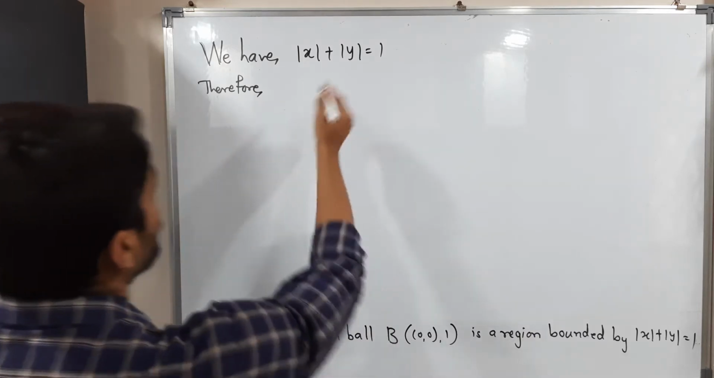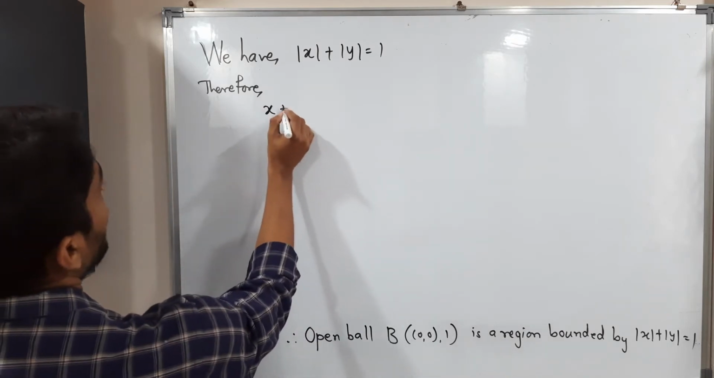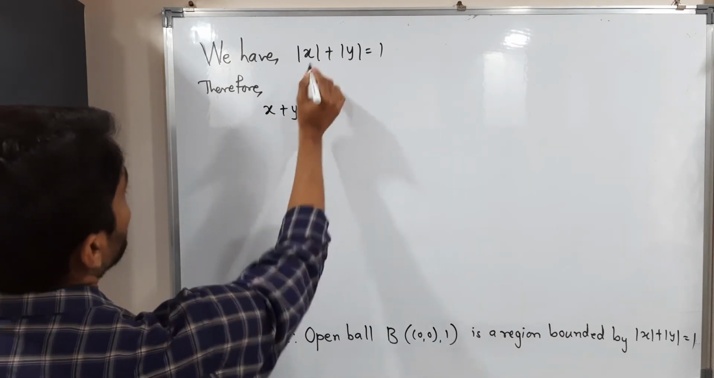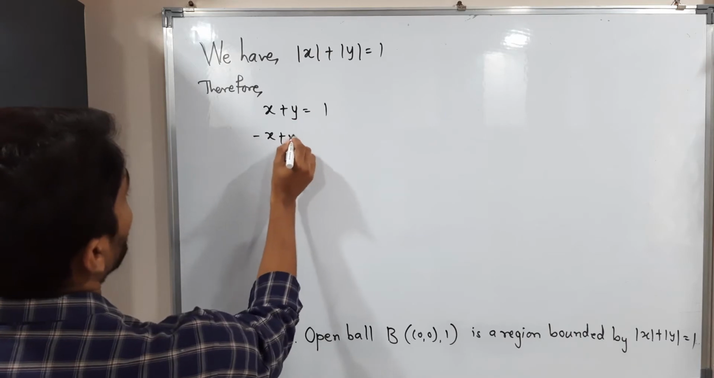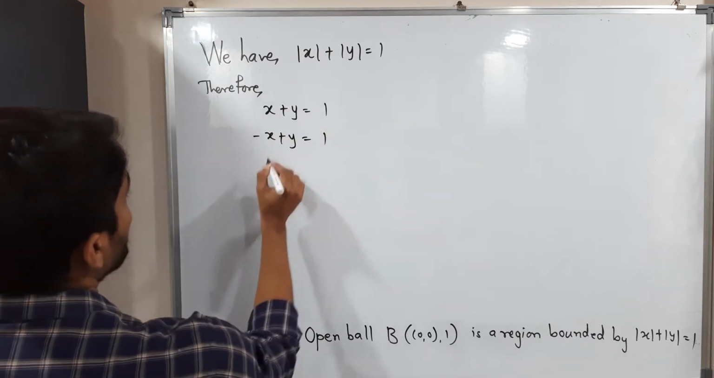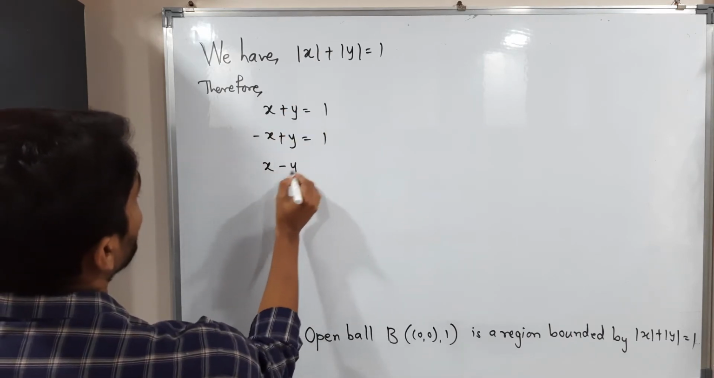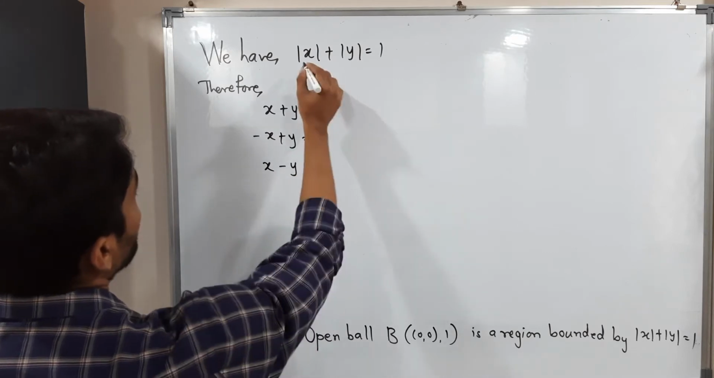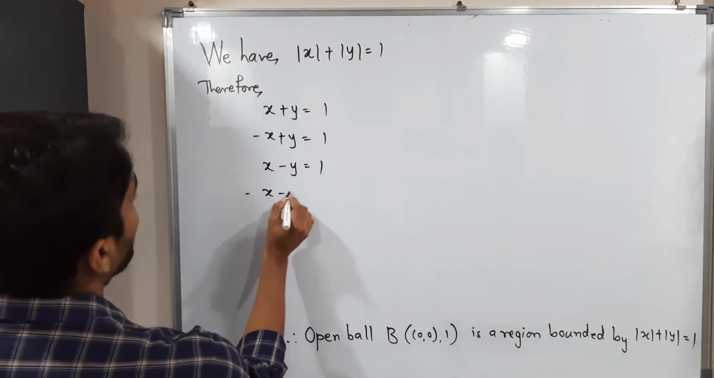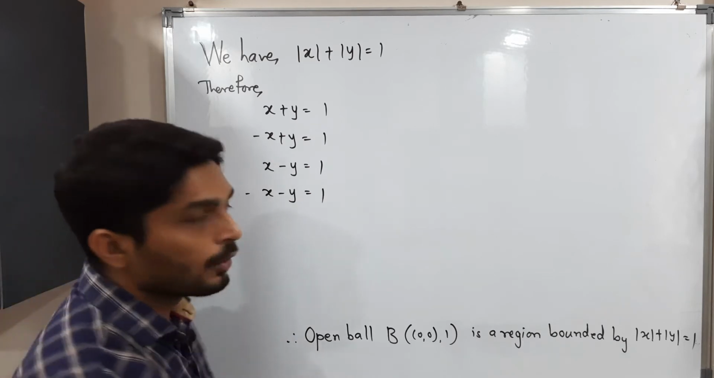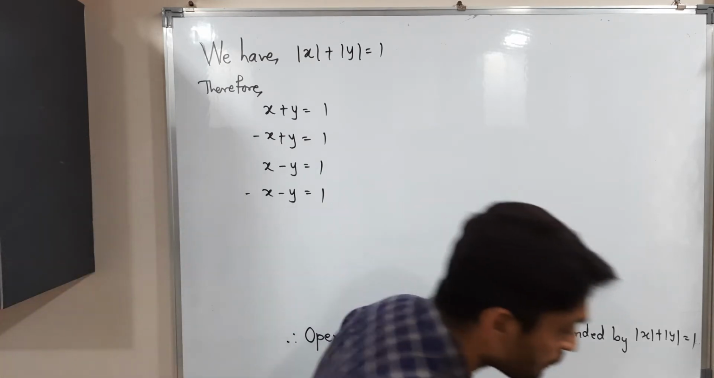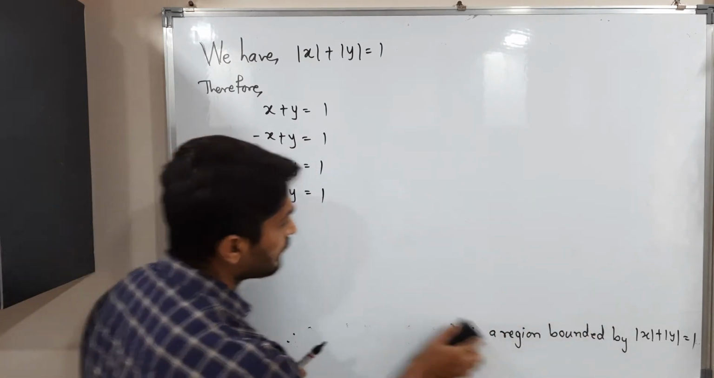So that means if both of them are positive, we will have x plus y is equal to 1. If x is negative, y is positive, second equation we get. If x is positive, y is negative, we will have the next equation. And if both of them are negative, we will have minus x minus y is equal to 1. So in this way, how many equations have we got? We have got 4 equations, right?